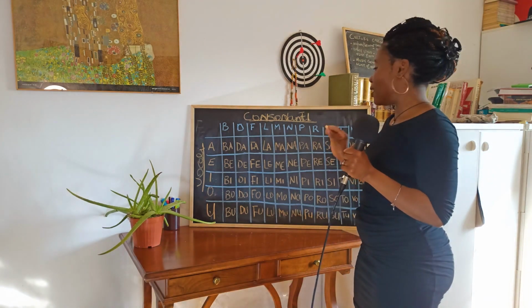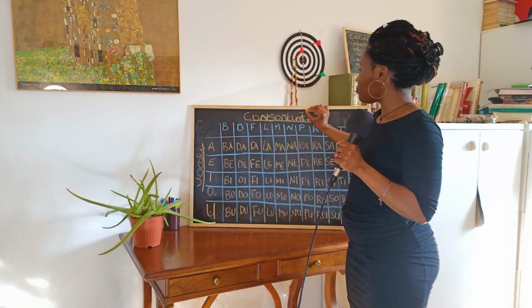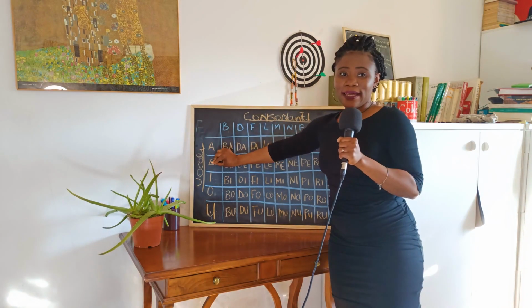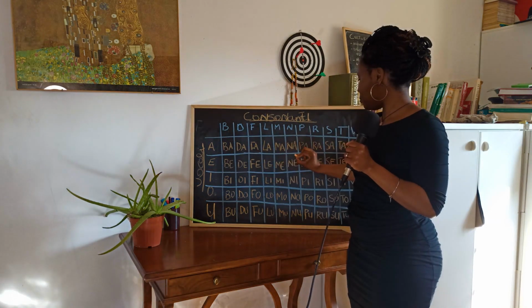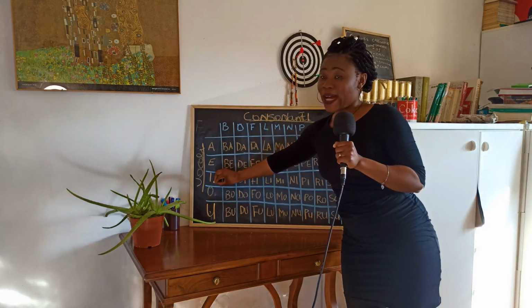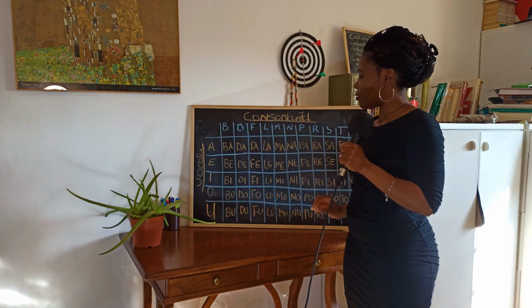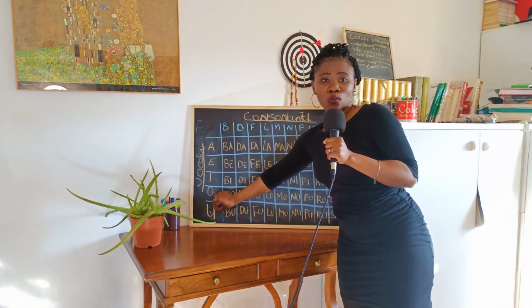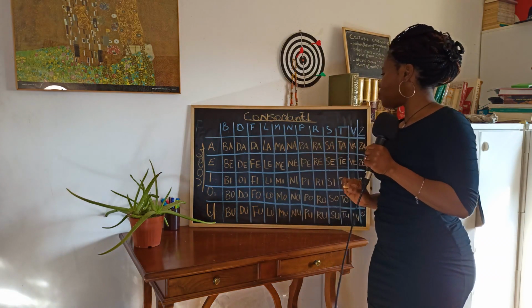Okay? Then N. If I add A, it will be na. If I add E, it will be ne. If I add I, it will be ni. If I add O, it will be no. If I add U, it will be nu.